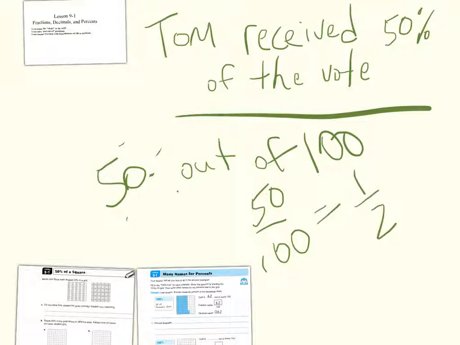So what it's saying is he got half the votes. So if there were 60 votes and he got 30 of them, he got half the votes. If there were 200 votes, then he would have gotten 100 of the votes. That is telling you that he is getting half the votes. 50 out of 100 is what it would look like when you write the percent of 50.